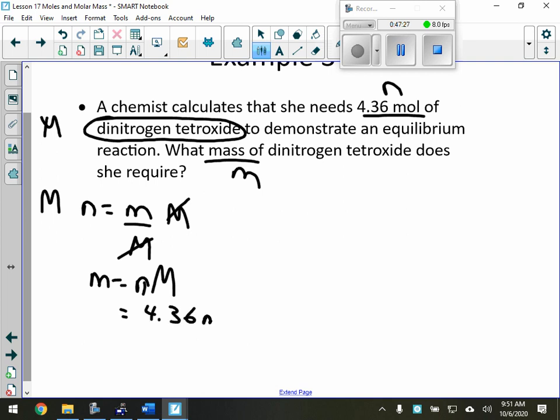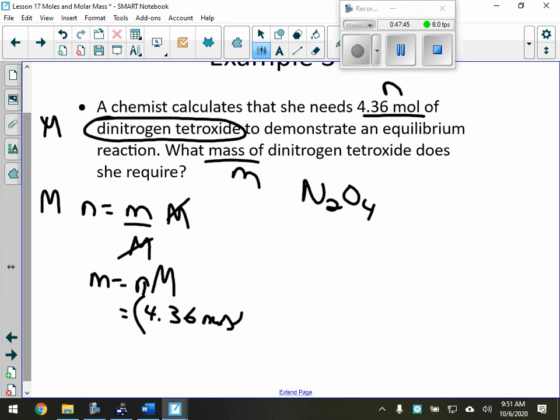4.36 moles. And dinitrogen tetroxide, that looks like this, yes? Hopefully you got the right formula. Again, if you don't have the right formula, guess what? You have pretty much no chance of getting this answer right. Dinitrogen tetroxide, 2 nitrogens in that.